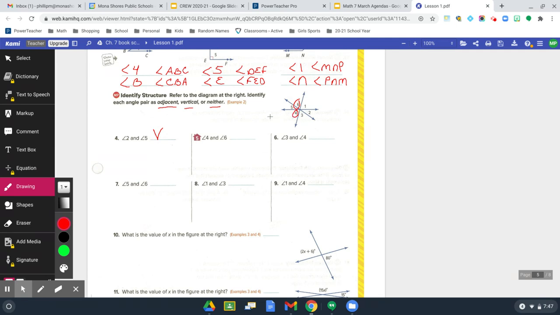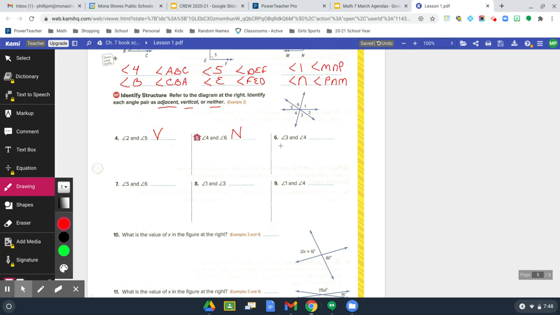They don't. So let me erase here. Make that a little bit clearer. Between angle 4 and angle 6, there's angle 5 kind of inserted right between both. So because of that, there's actually 2 rays coming out. Angle 4 and angle 6 don't share the same common ray. So in this case, it's neither. I'm going to put an N, neither.